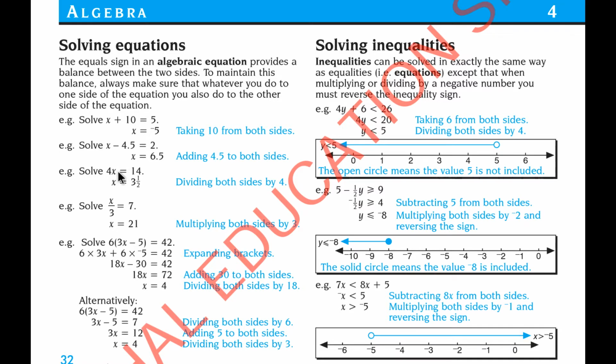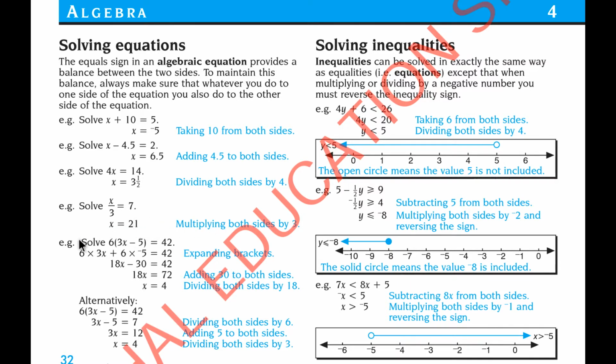Say you have 4x equals 14. So here it is 4 times x. If you want to isolate x, bring this 4 to the other side. This is multiplication, so here you write division. 14 divided by 4, so the answer is 3.5. There are instructions I mentioned over here, you can go through them also. Now say x over 3, x divided by 3 is 7. Here division means when you go to the other side, it becomes multiplication. So x equals 7 times 3, which is 21.